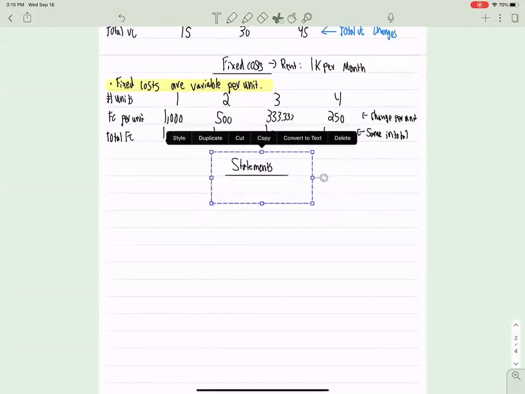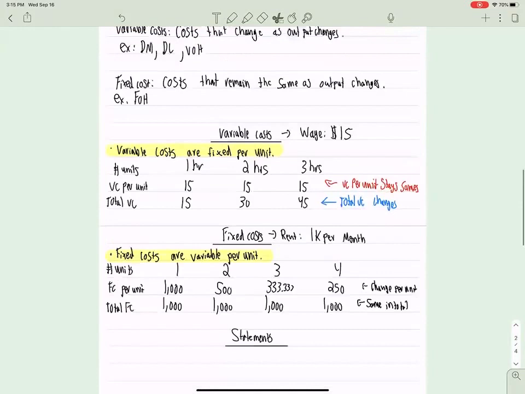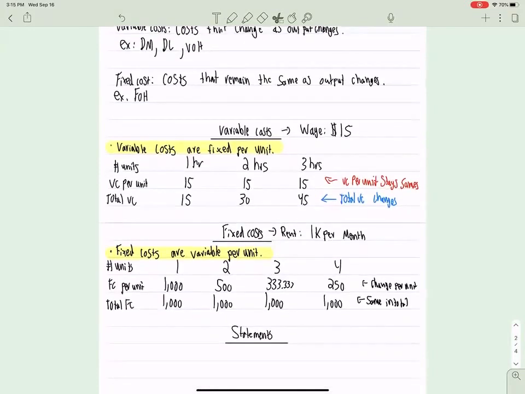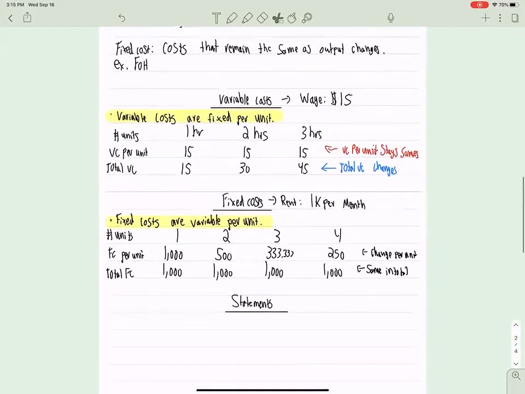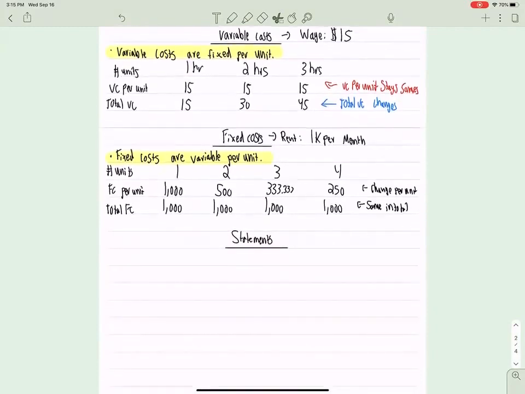Wait, did I just skip any questions for variable cost and fixed cost? Does anyone have any questions about that? I'm so sorry if I'm going fast. Any question about variable cost and fixed cost? I'm sure you get the relationship, what I mean by wage and rent. But if not, don't be shy. Okay, so I guess I'll move on.